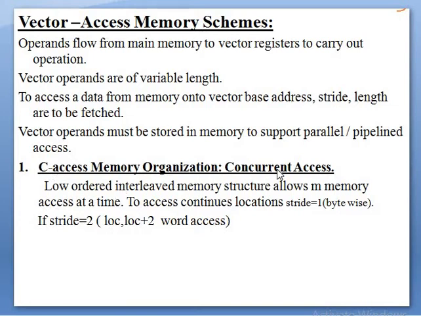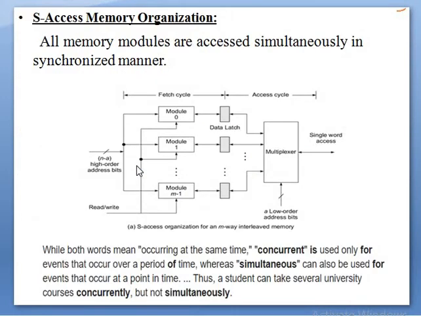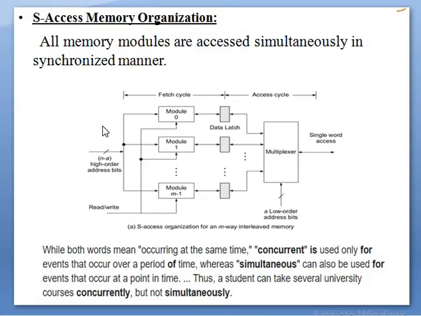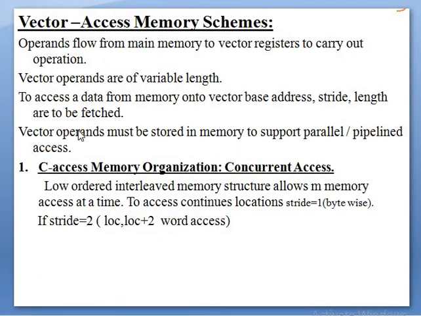Okay, so when a vector is accessed from memory, for that we have three schemes. One is concurrent, one is simultaneous, one is C-access, S-access, concurrent as well as simultaneous, like that. Okay, now, why is it important to have an access method? See, very simple analysis.